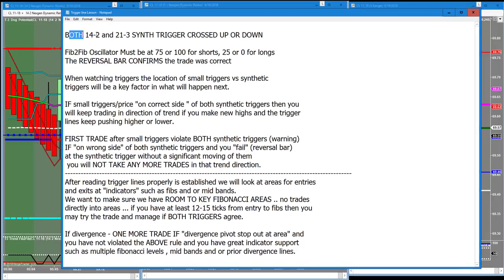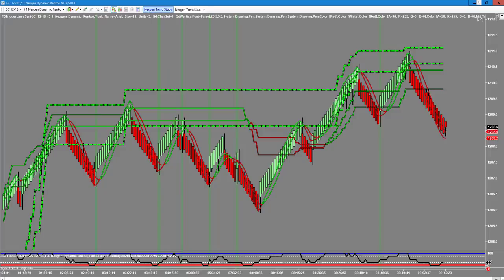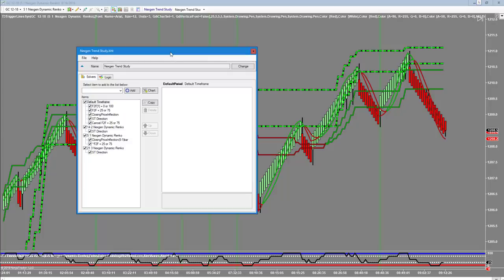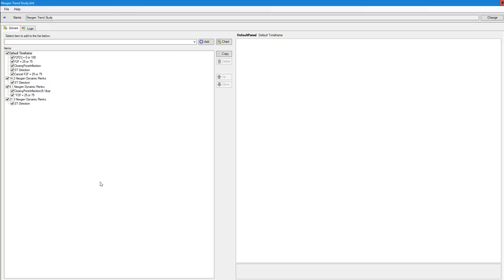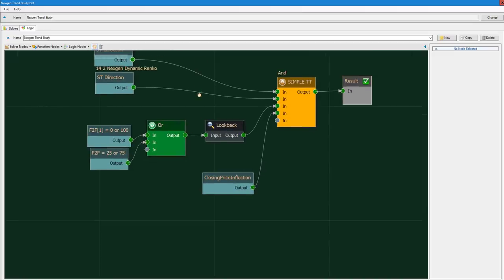Both the 14-2 triggers and the 21-3 triggers have to be both crossed up or down. Okay, and what I've done is I've written a little something for you on gold. So check this out. It's a little program. It's a visualization program. And this is Shark Indicators, Jeremy Tang. We used to work with him for years and years. Great guy. So this is his program, but we used it for years, and it's a good visualization tool. And what I did is I took the logic that I'm telling you about right now and I wrote it out into this little program.